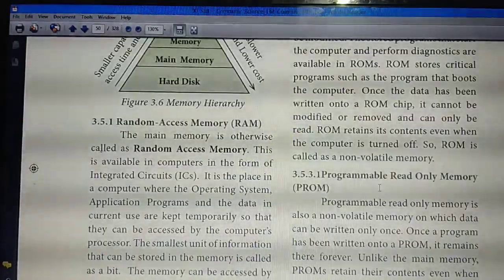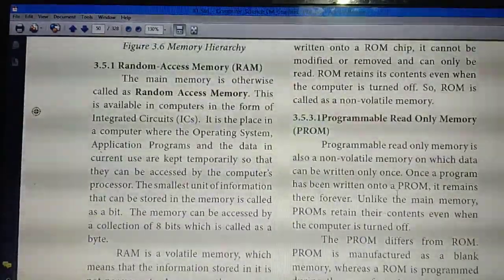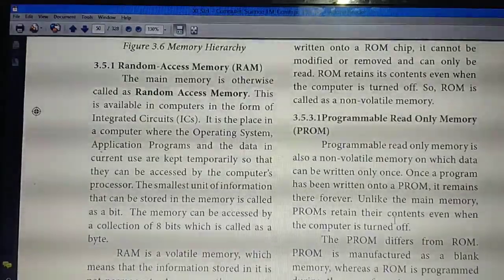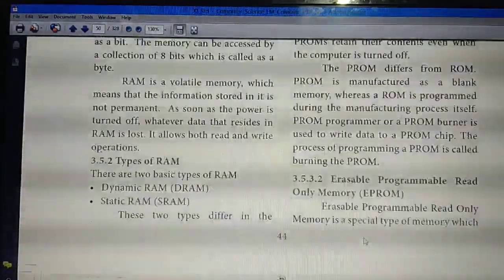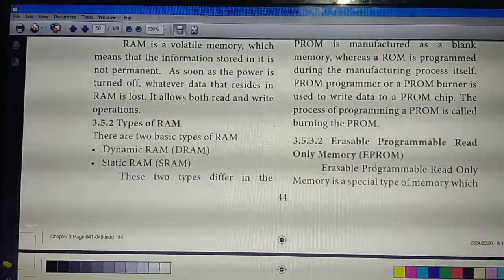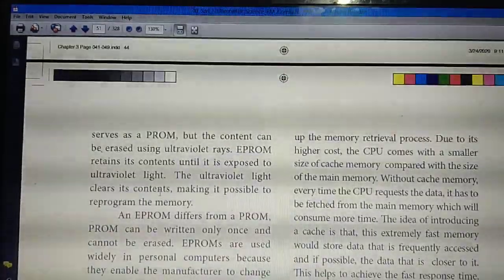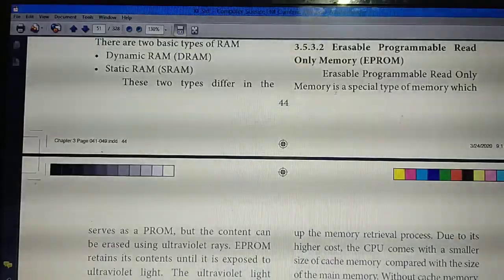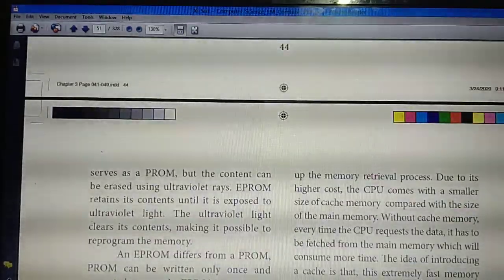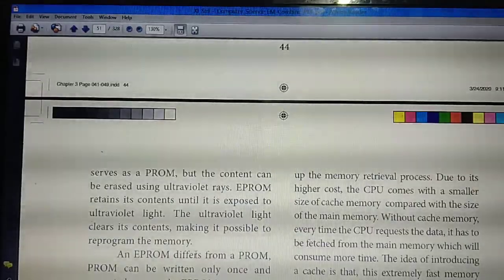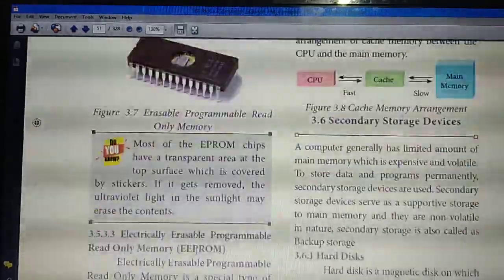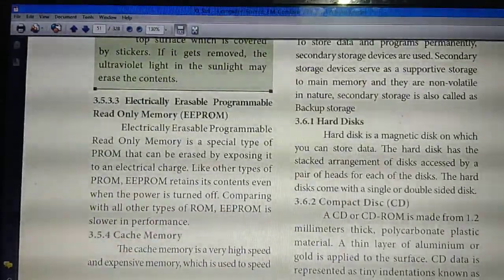Then put the heading PROM. This first paragraph in full, second paragraph no need. Then the next heading, EPROM. EPROM also, this first paragraph in full, erasable read only memory up to this, second paragraph no need. Understand? Then the next heading, EEPROM.